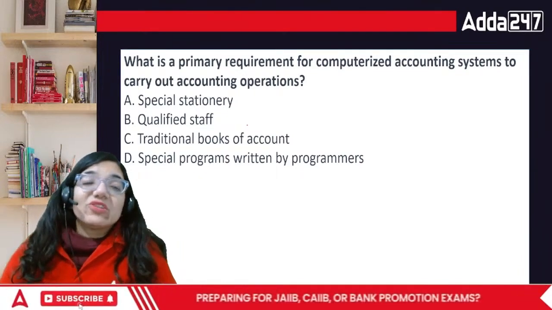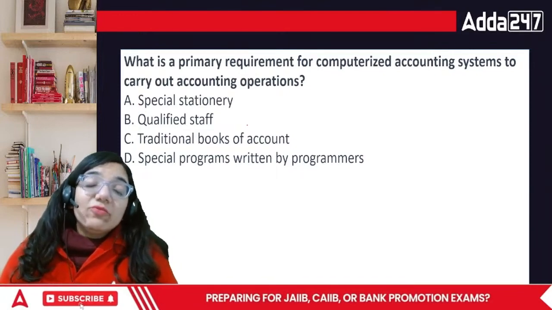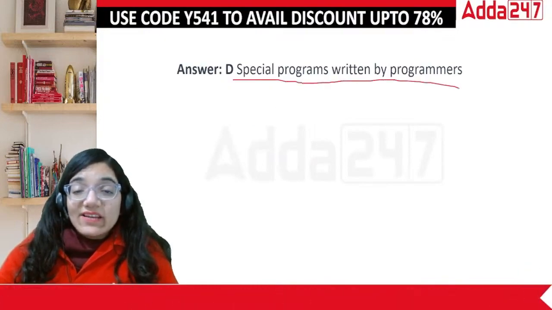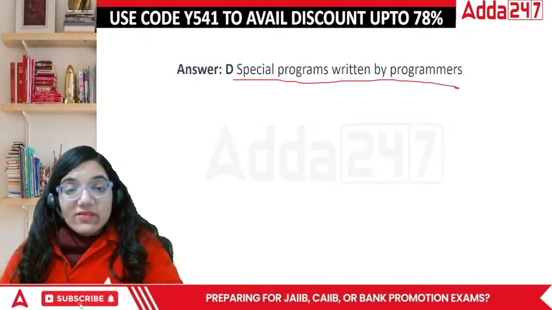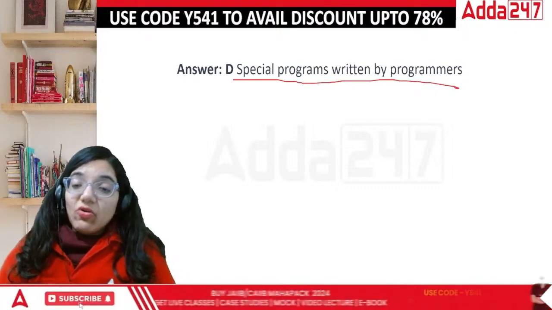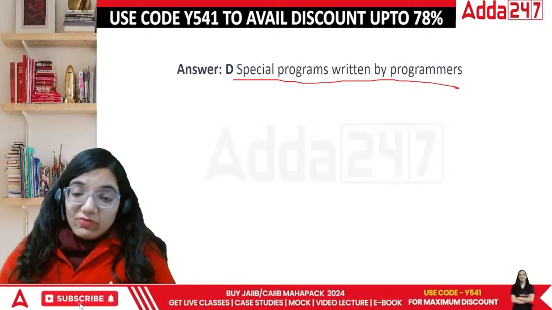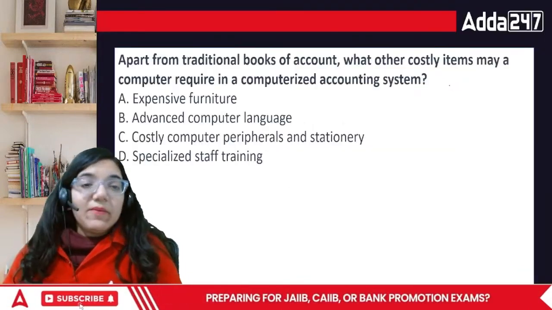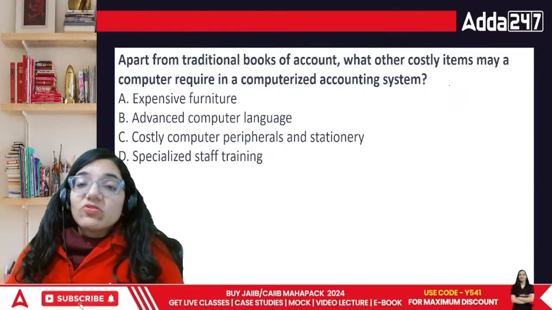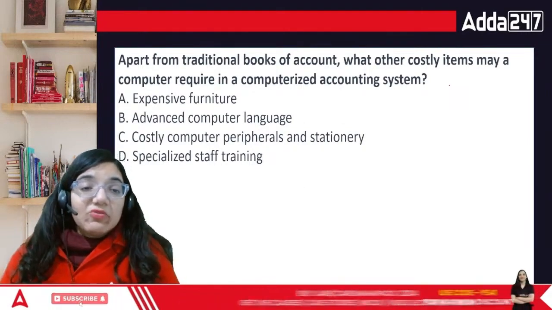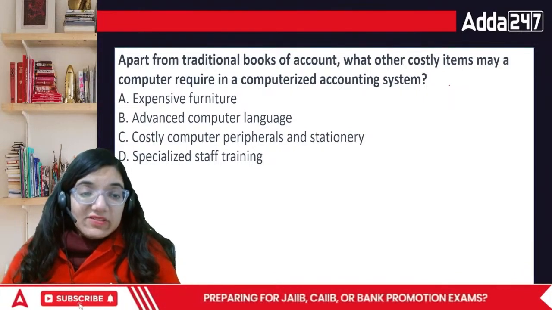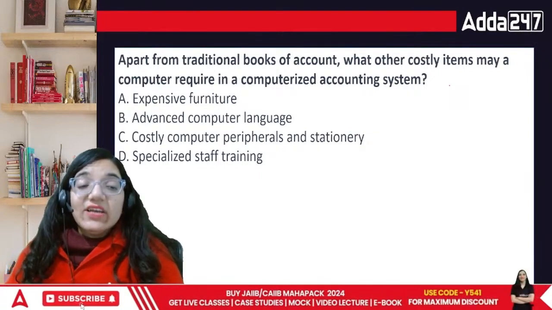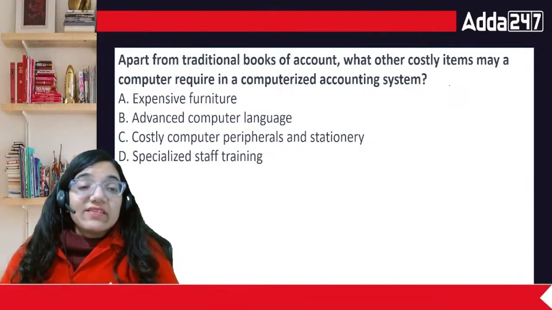You need special programs which are written by programmers, but they have to be prepared as per what? These have to be prepared as per actual accounting standards which are being followed. Whatever is in practice now, we have to follow all those things altogether. Otherwise, there would be a major problem, right? Then comes the next point. Apart from the traditional books of accounts, what other costly items may a computer require in a computerized accounting system? Expensive furniture, advanced computer language, costly computer peripherals and stationery, or specialized staff training.